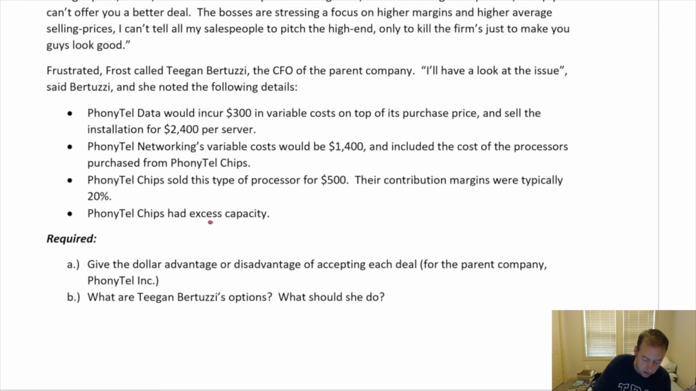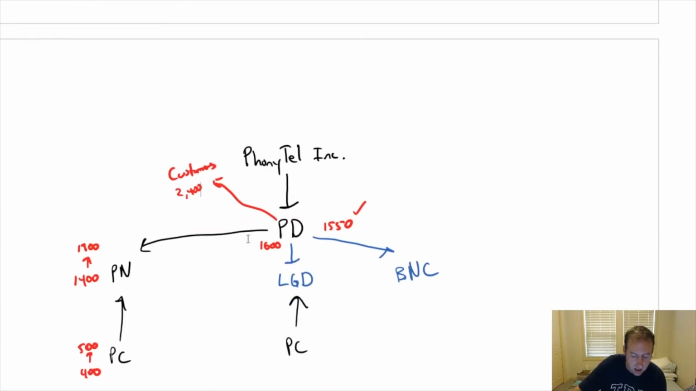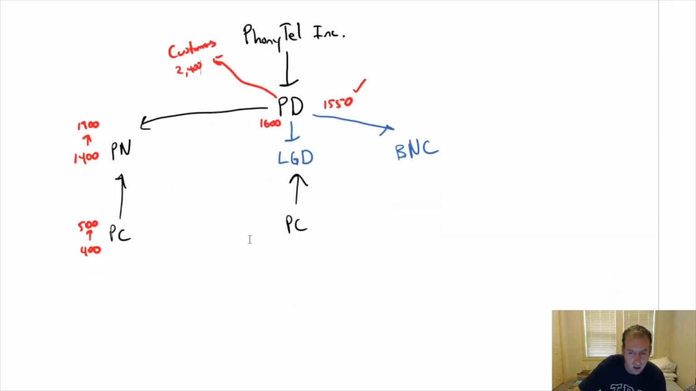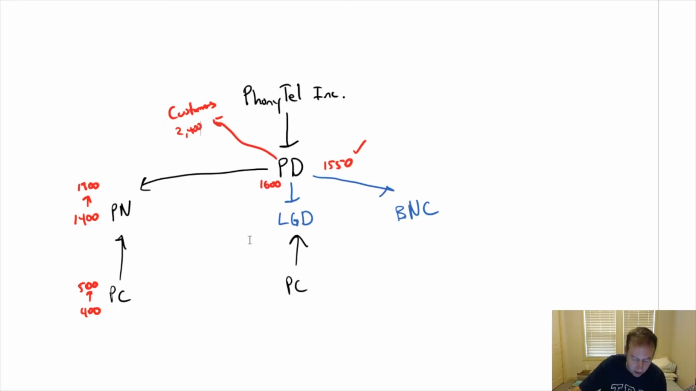And it says Phonytel Chips had excess capacity. So they're not at capacity. They don't necessarily have to charge market price either. Same situation here with Phonytel Chips. They're going to sell these guys $500 worth of chips that cost them $400 to make. Whew! Nothing to worry about on the BNC side of the table. So what the heck is happening here?